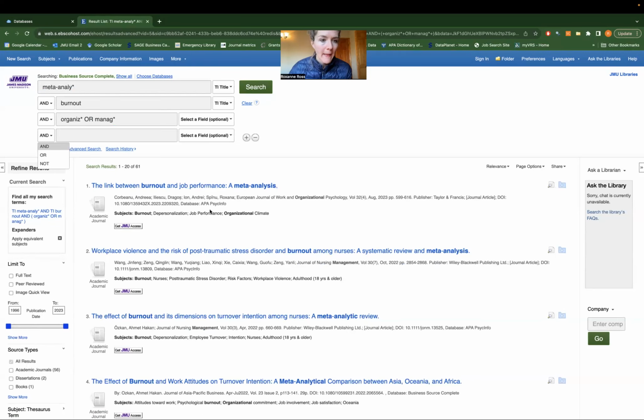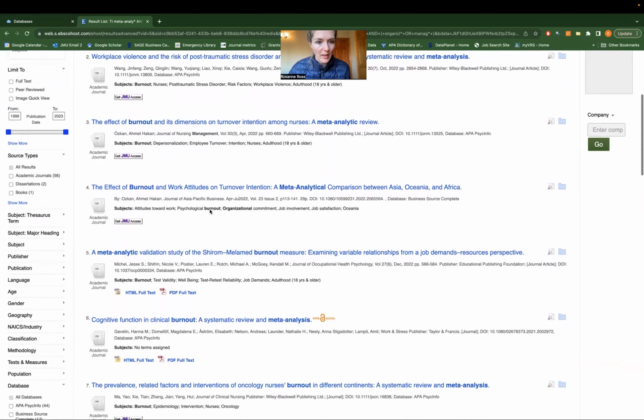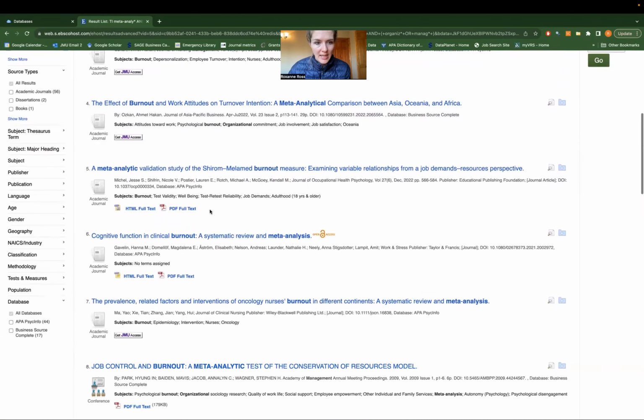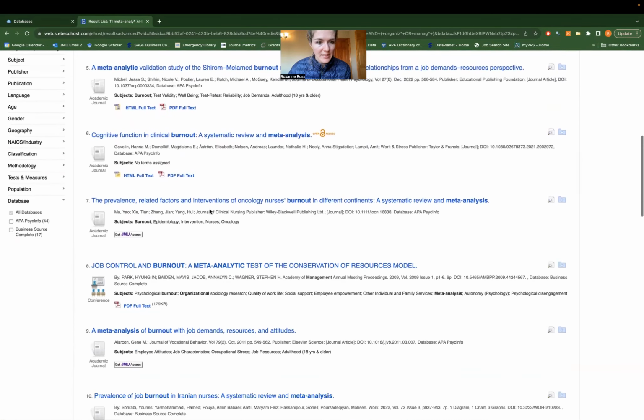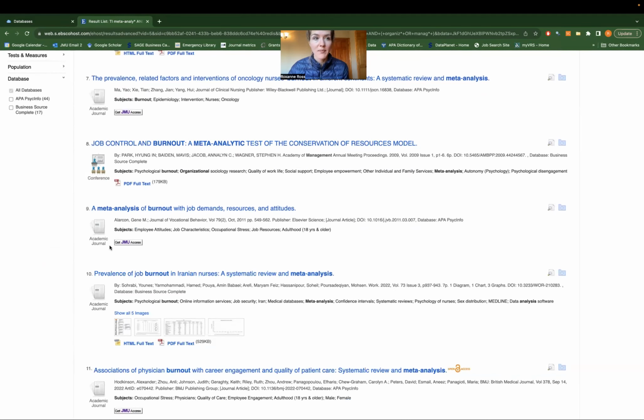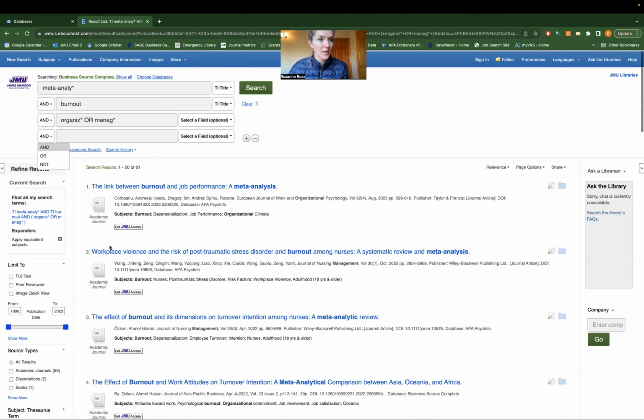But in any case, we see that it's getting a little bit more related to what we're interested in. And we also see that this is a conference paper. You don't want a conference paper; you only want academic journals. So there are two things that we could do here.